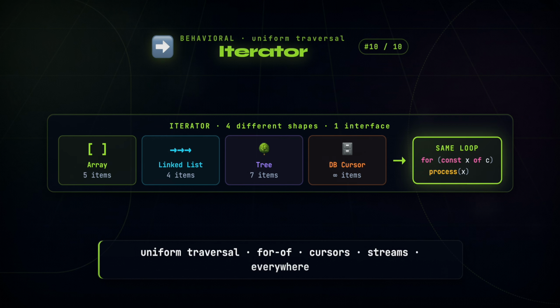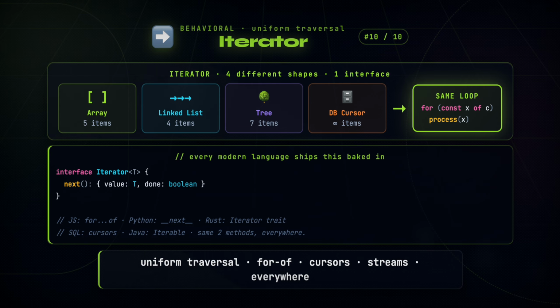The iterator pattern provides a uniform way to traverse a collection without exposing its internal structure, whether the collection is an array, a linked list, a tree, a database cursor, or a stream of network packets. The iterator gives you a single consistent interface. Get next. Are we done? Repeat. Every for-of loop, every Python iterator, every database result set, iterator pattern baked into the language.